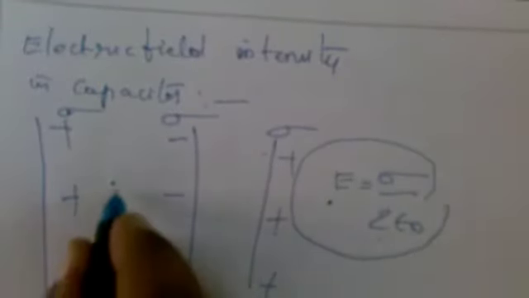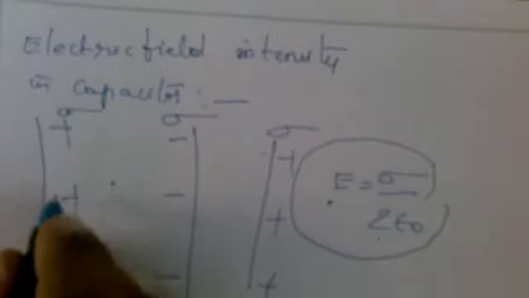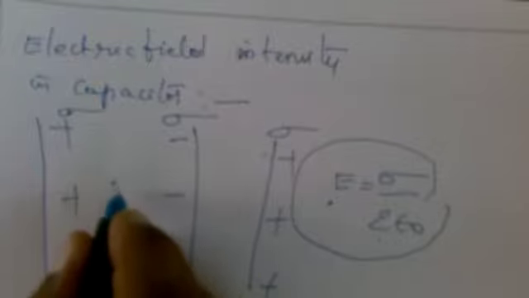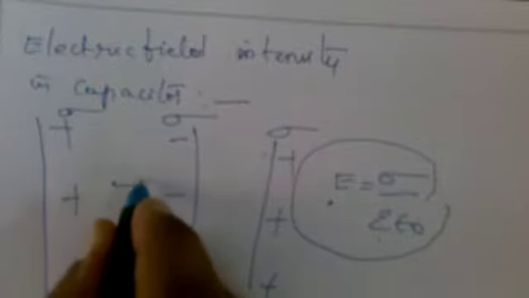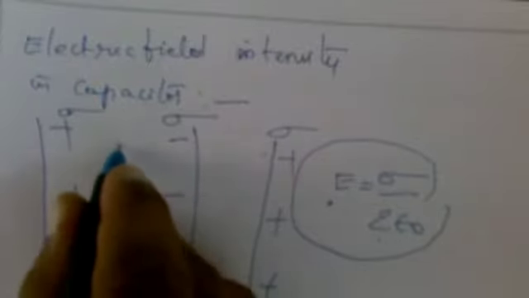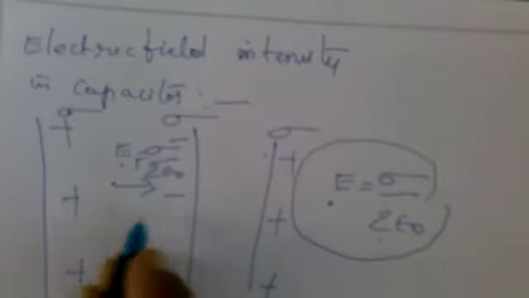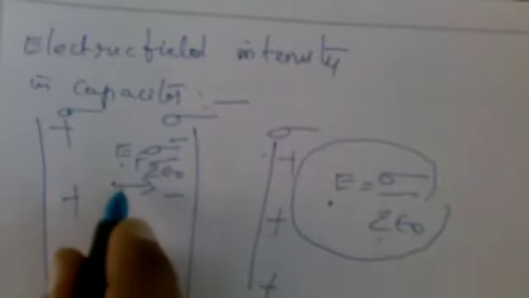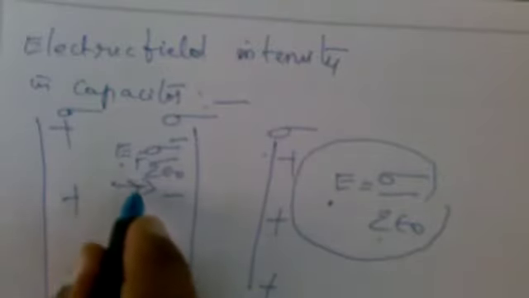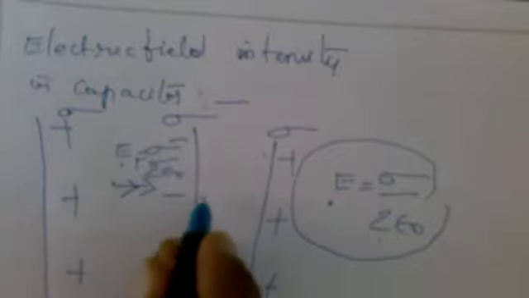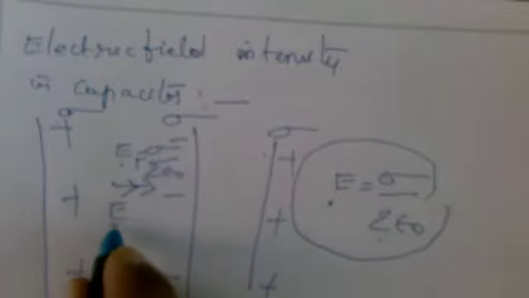So at this point, the positive charge plate will establish a field, and the negative charge plate will also establish a field. Because of the positive plate, the field is E1. How much should E1 be? Sigma by 2 epsilon 0. And because of the negative plate, the field is E2, also towards the negative plate. E2 is sigma by 2 epsilon 0. So both fields are in the same direction.